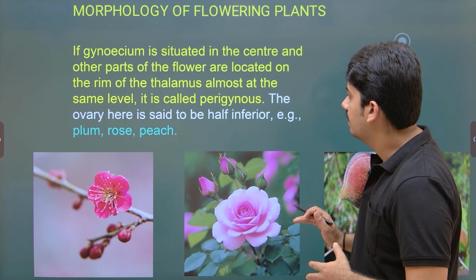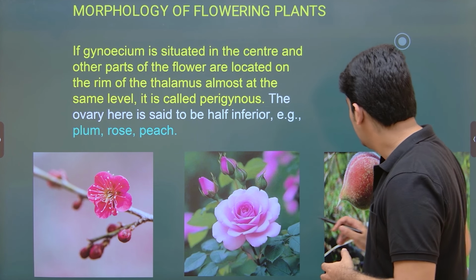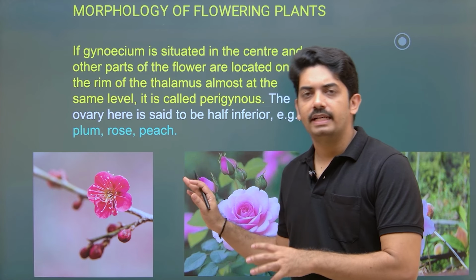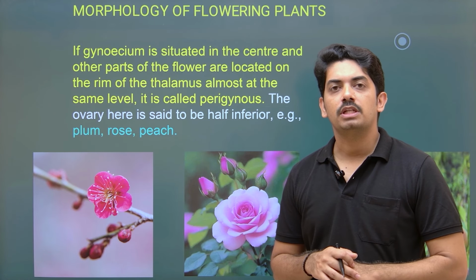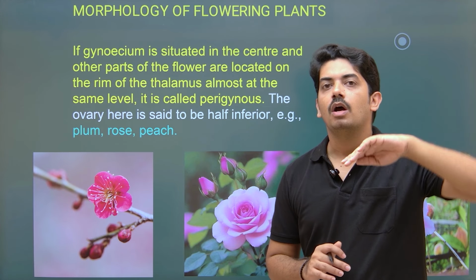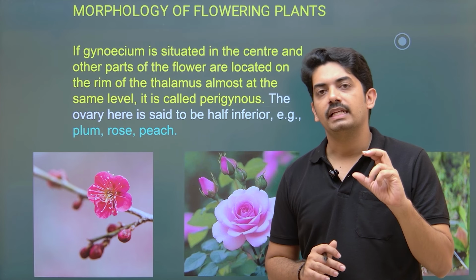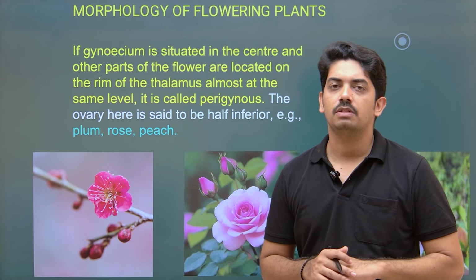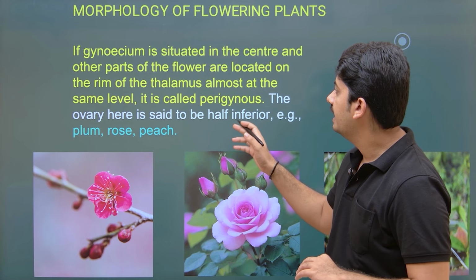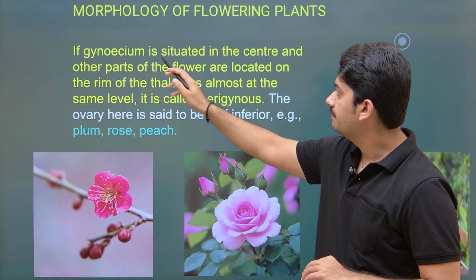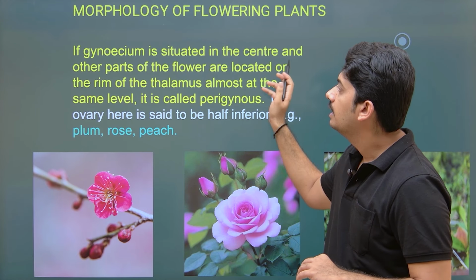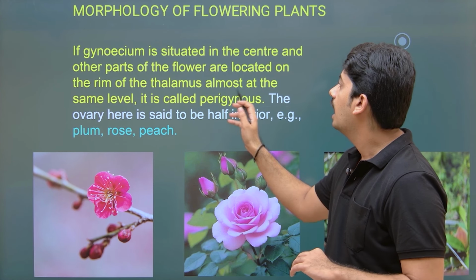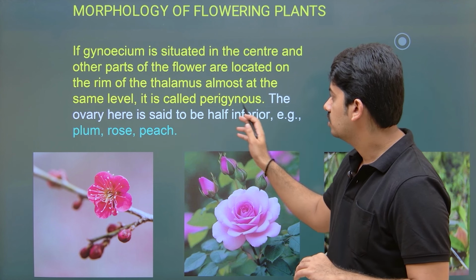Now these are some examples like plum, rose and peach. What is the important character here? The gynoecium is not located superiorly, nor is it located inferiorly. It is present in between, half superior, half inferior, and this condition we call perigynous ovary. If the gynoecium is situated in the center and the other parts of the flower are located on the rim of the thalamus, almost at the same level, then it is called perigynous.